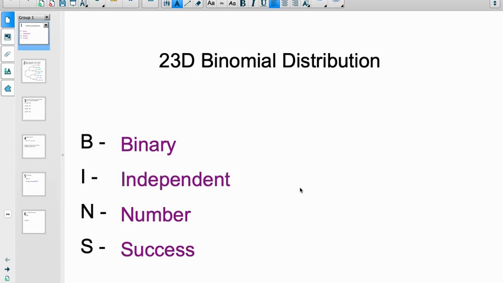N is for number of trials, so there is a fixed number of trials. You're only doing it a certain number of times. And the S is for success. The probability of success is the same for each trial. So in order to know if something is a binomial distribution, you have to check BINS.